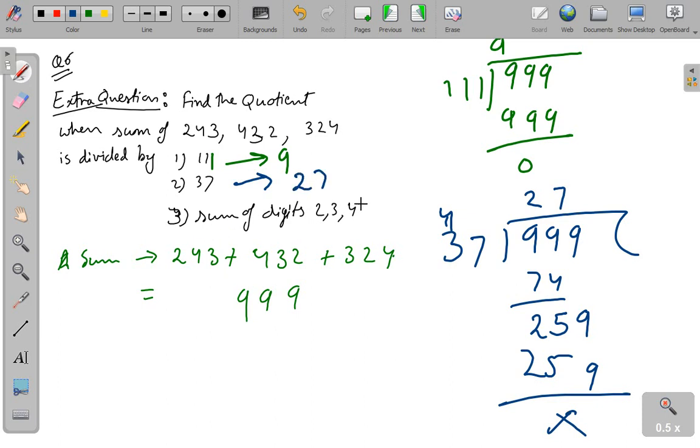And lastly, the sum of digits. The sum of digits is 2, 4, 3. 2 plus 4 plus 3 is 9.